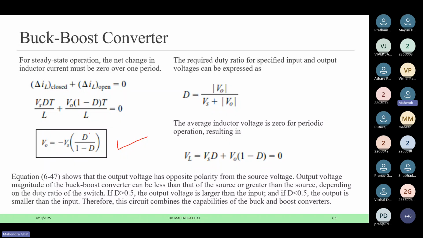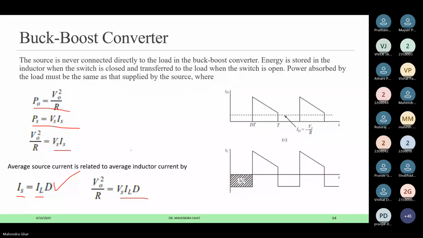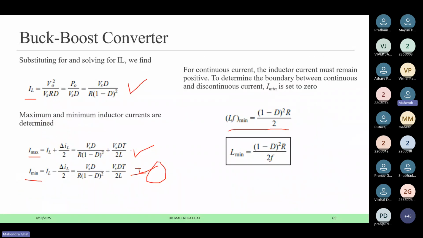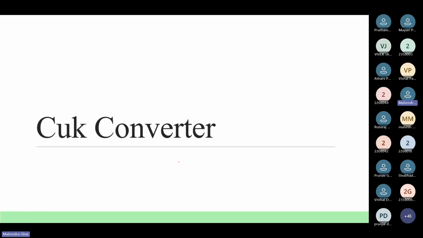So we have seen that if D is less than 0.5, you will get an output voltage which is less than Vs. If it is 0.5, you will get the same output voltage as the input voltage. And if it is greater than 0.5, you will get a higher voltage than the input voltage. Then other equations we derived, and then we went to the Cuk converter.